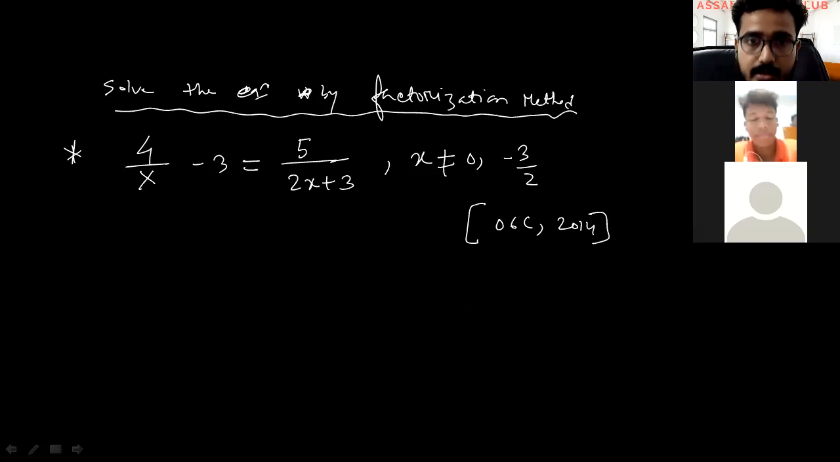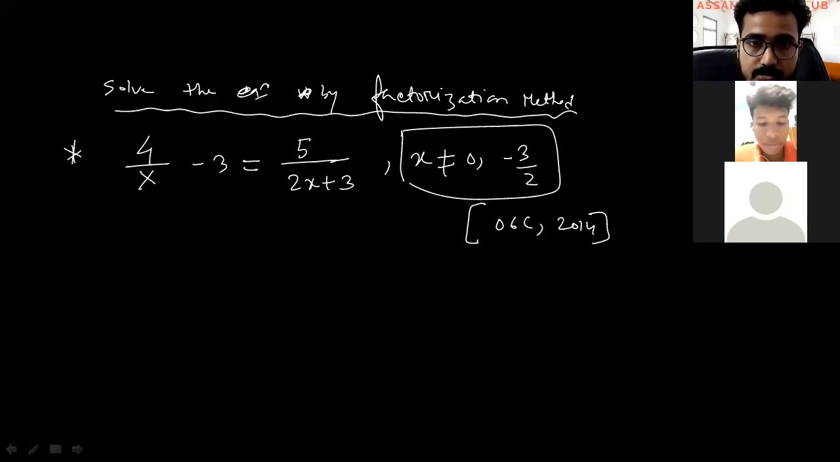In the same way, if you put x equal to minus 3 by 2 in this term, then it will be 2 into minus 3 by 2. 2 and 2 will get cancelled. Then it will be minus 3 plus 3. Again, 5 by 0 will be undefined. That's why x cannot be 0 and x cannot be minus 3 by 2. That means for x equal to 0 and x equal to minus 3 by 2, the equation will be undefined.